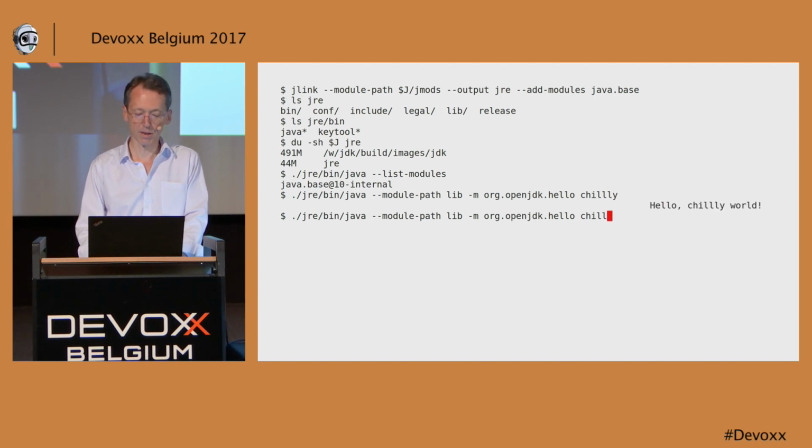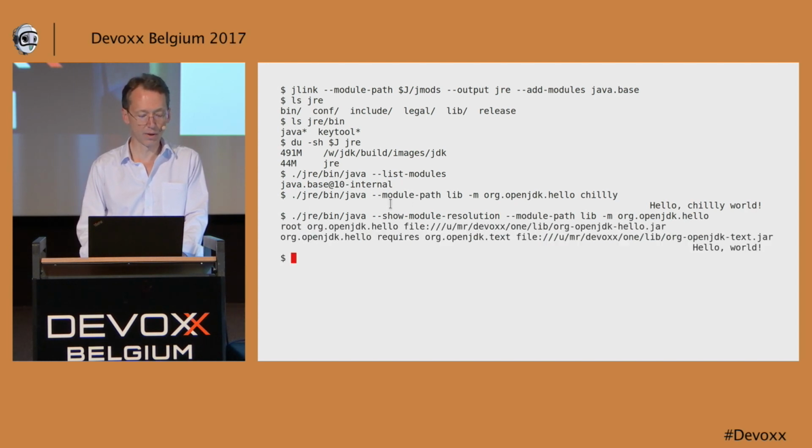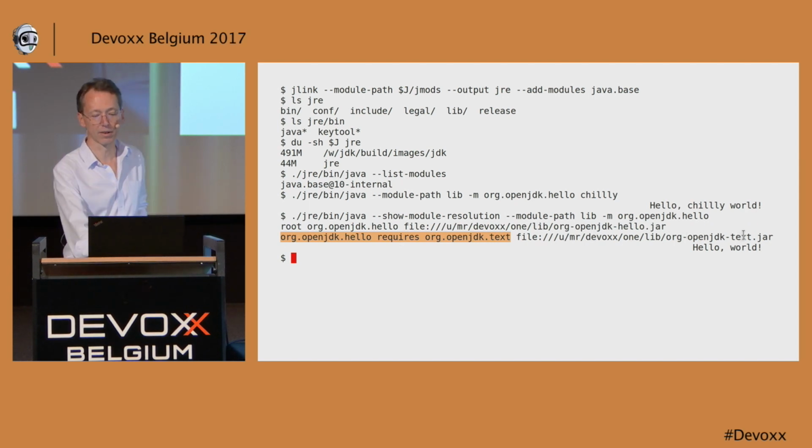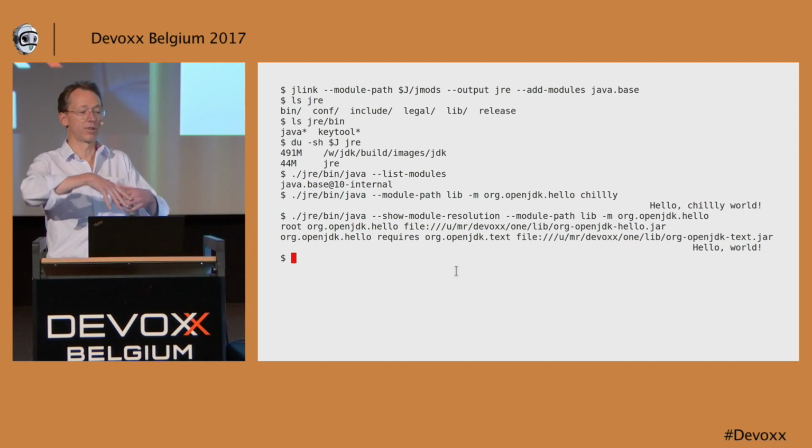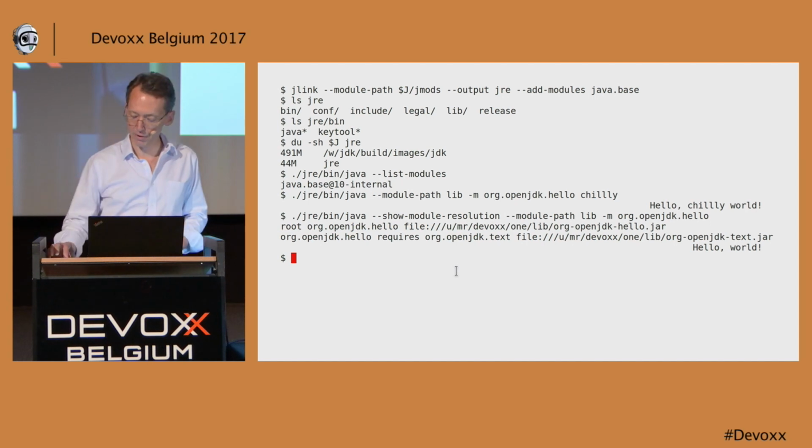And there's some useful diagnostics. For example, show module resolution. This will show the activity of the module system's resolution algorithm as it figures out, okay, we're starting with the root, which is org.openjdk.hello. It sees that org.openjdk.hello requires org.openjdk.text. It gives you the URI of where it found the corresponding jar file, and then it ran it. For a more sophisticated application, you'll get many lines of output if you use this option.